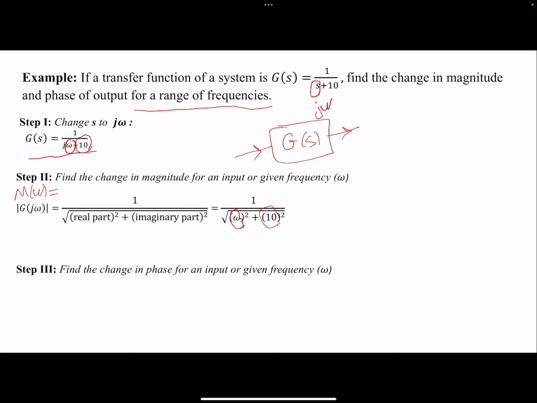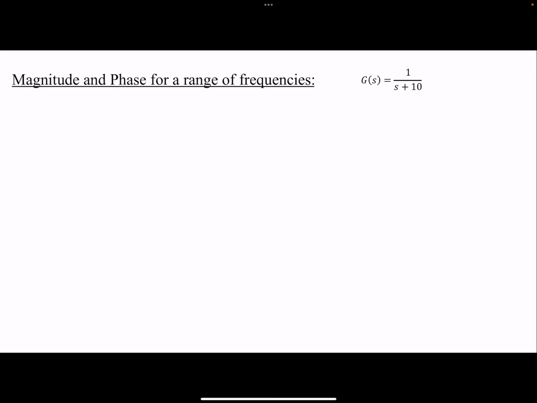The next step would be to find a change in phase for a given frequency. We said change in phase would be tangent inverse of the imaginary over real component. We have 0 here at the beginning because the numerator angle is 0, and then minus the angle of the denominator, which is tangent inverse of ω over 10. So now we're going to find it for a range of frequencies.